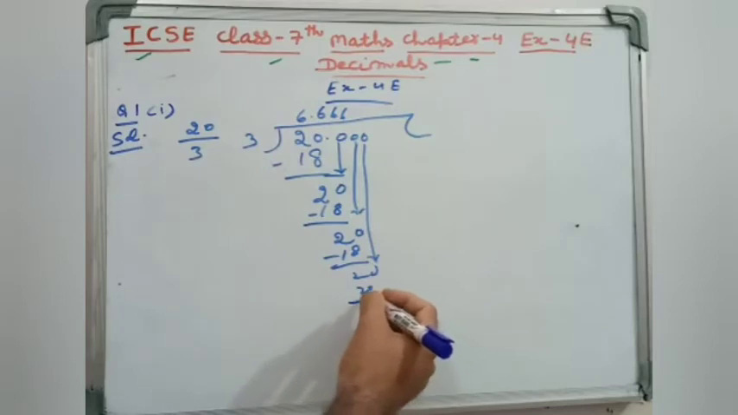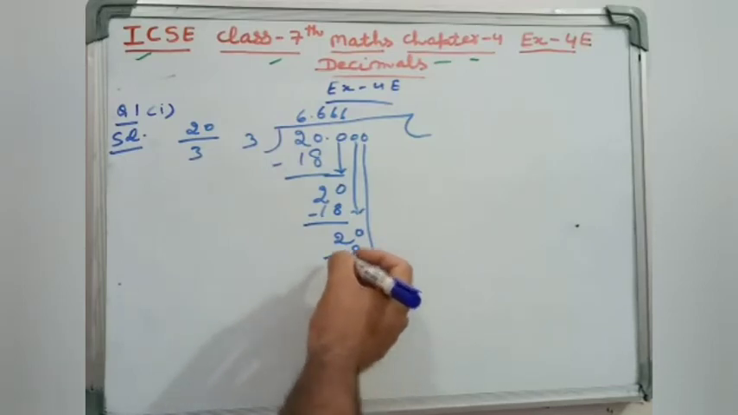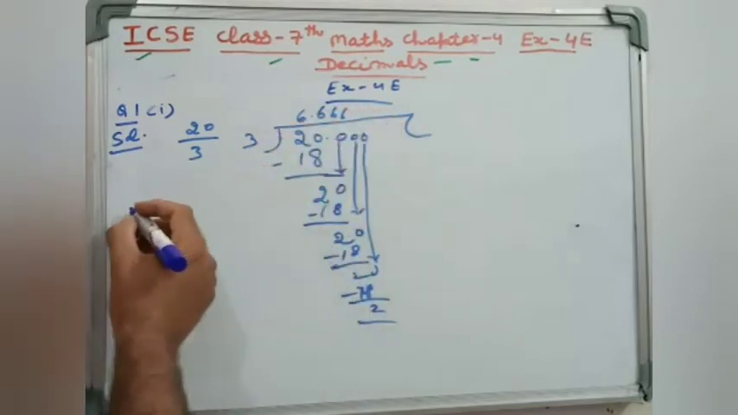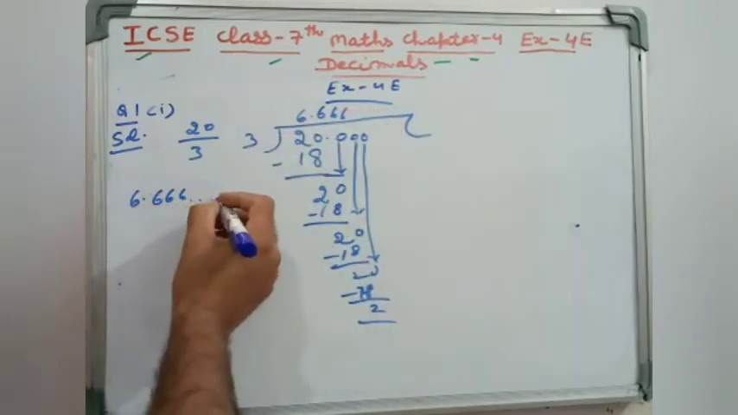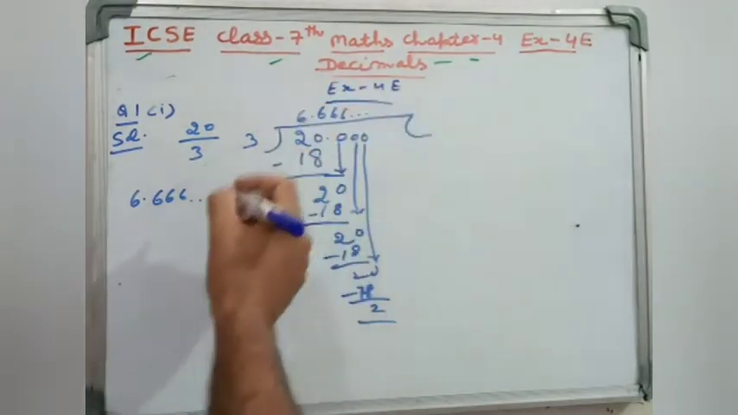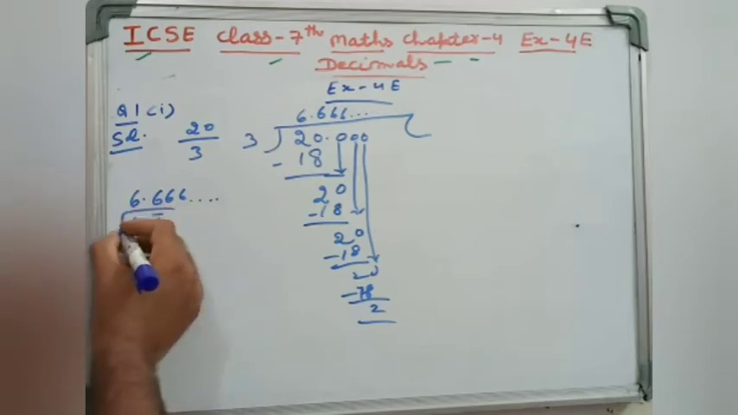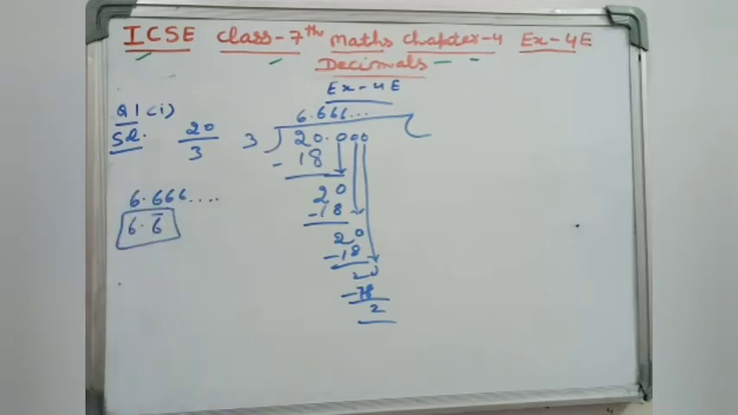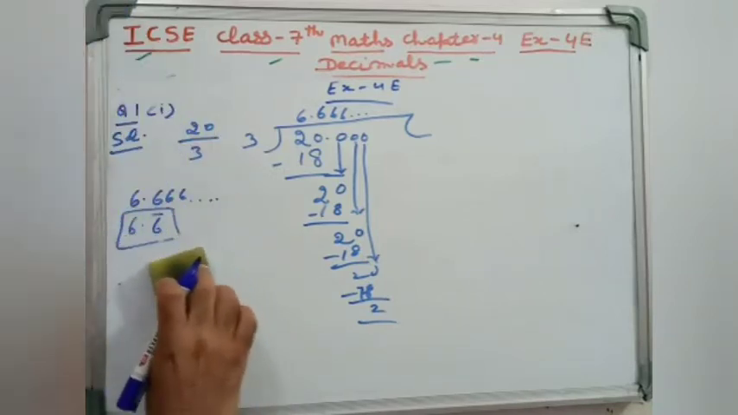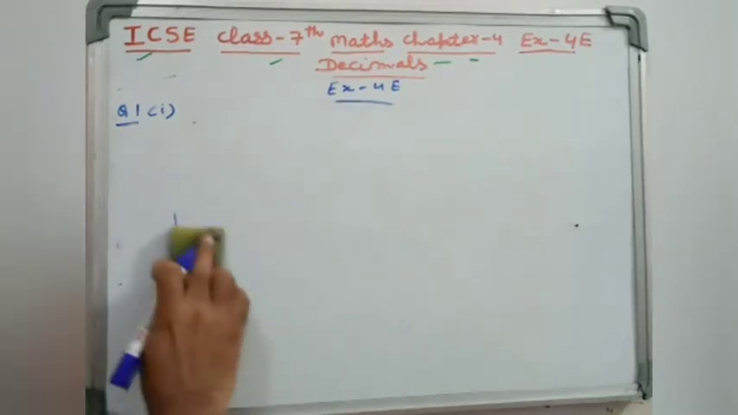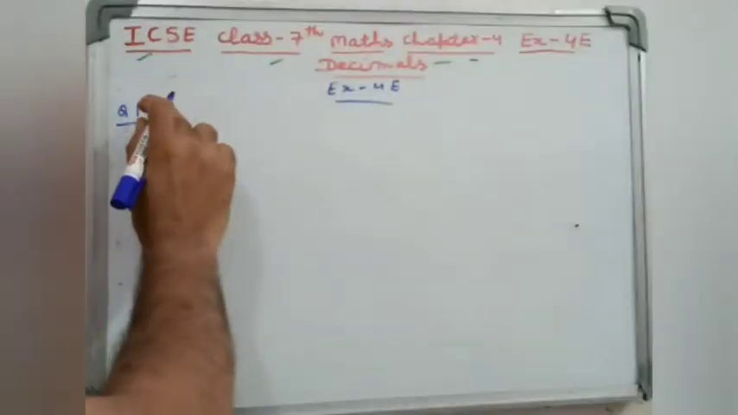So 2 remains. Which digit is repeating? Our answer is 6.666 and so on, or we can simply put a bar on 6. So our answer is 6.6 bar. Right, students? The other parts are all just like that. We are going to do part number 7 here, so I am going to rub this out and do part number 7.